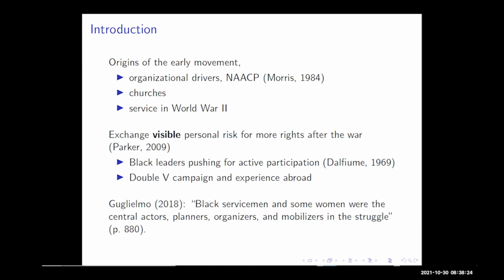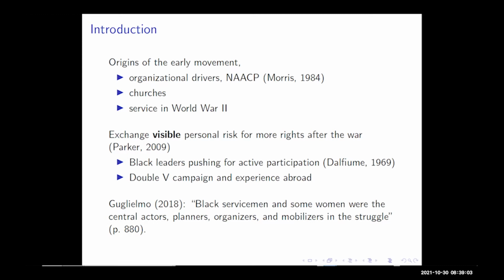So one of them is the organizational drivers, such as the NAACP, which was very active even before World War II in pushing changes in the courtrooms, but was a more elite type of organization. So it was not necessarily a grassroots movement, but definitely influential. Then, of course, Black churches also played an important role in facilitating the movement. For example, important civil rights leaders like Martin Luther King or Oliver Brown, the lead plaintiff in Brown versus Board, were ministers.